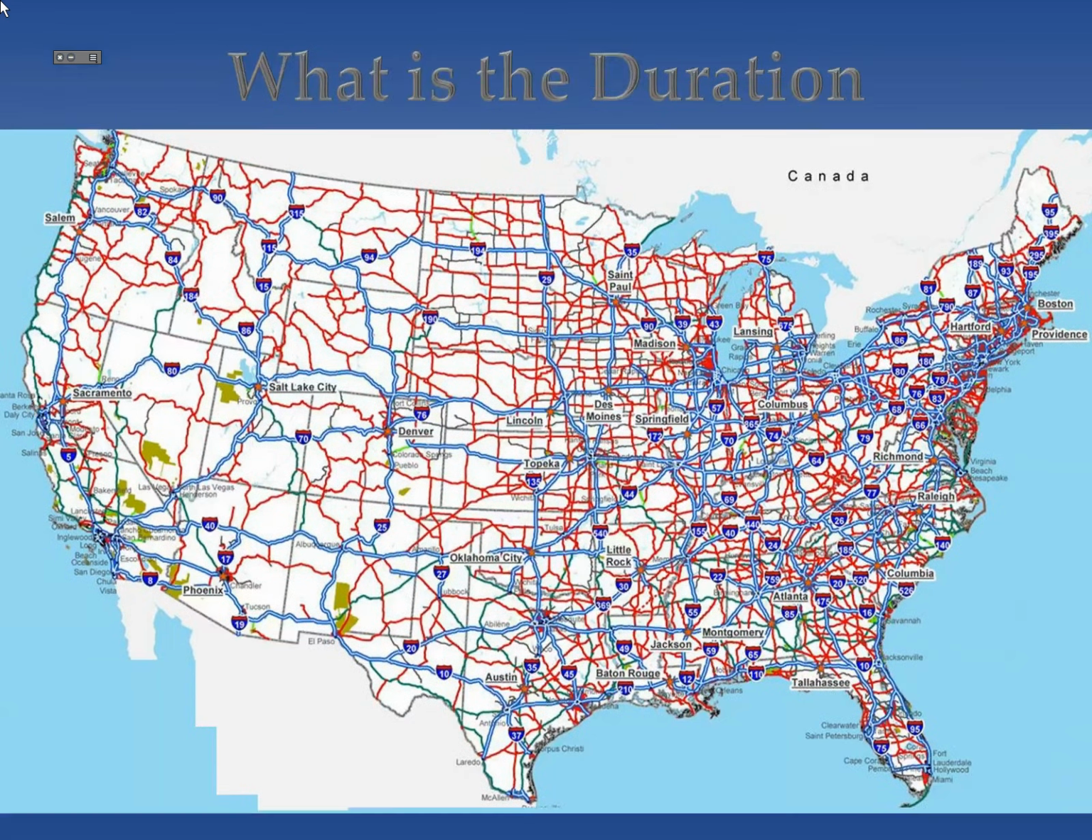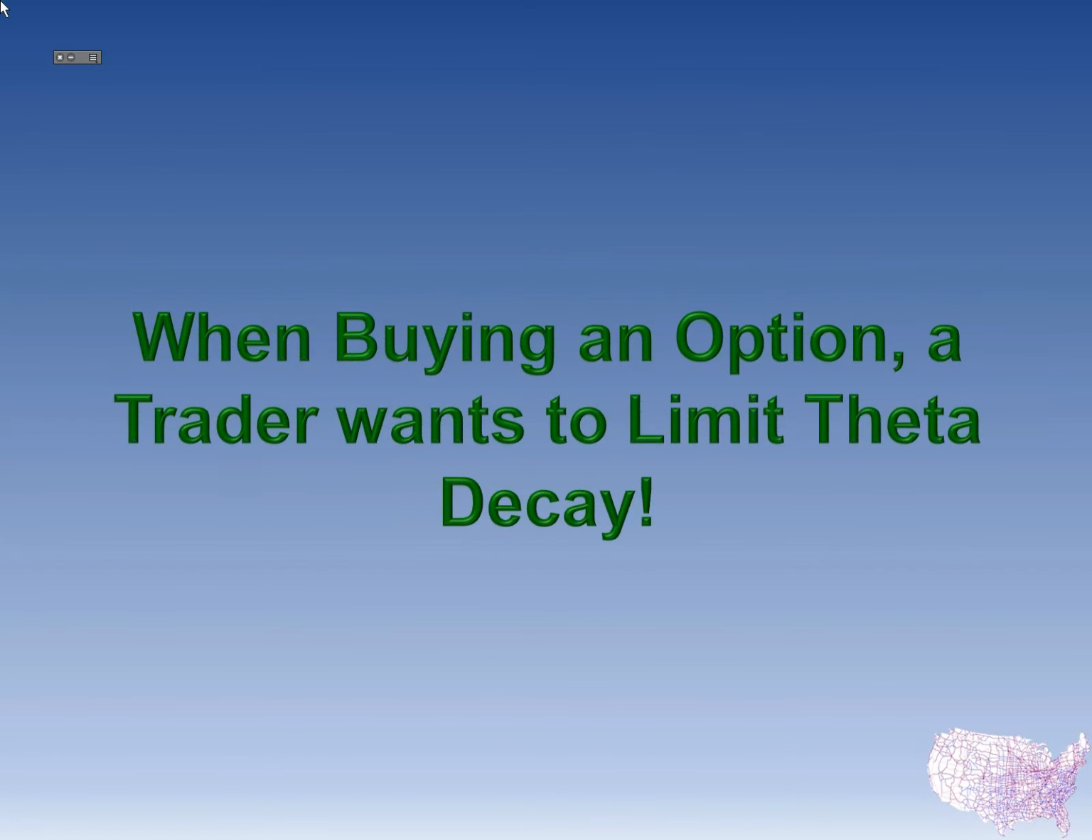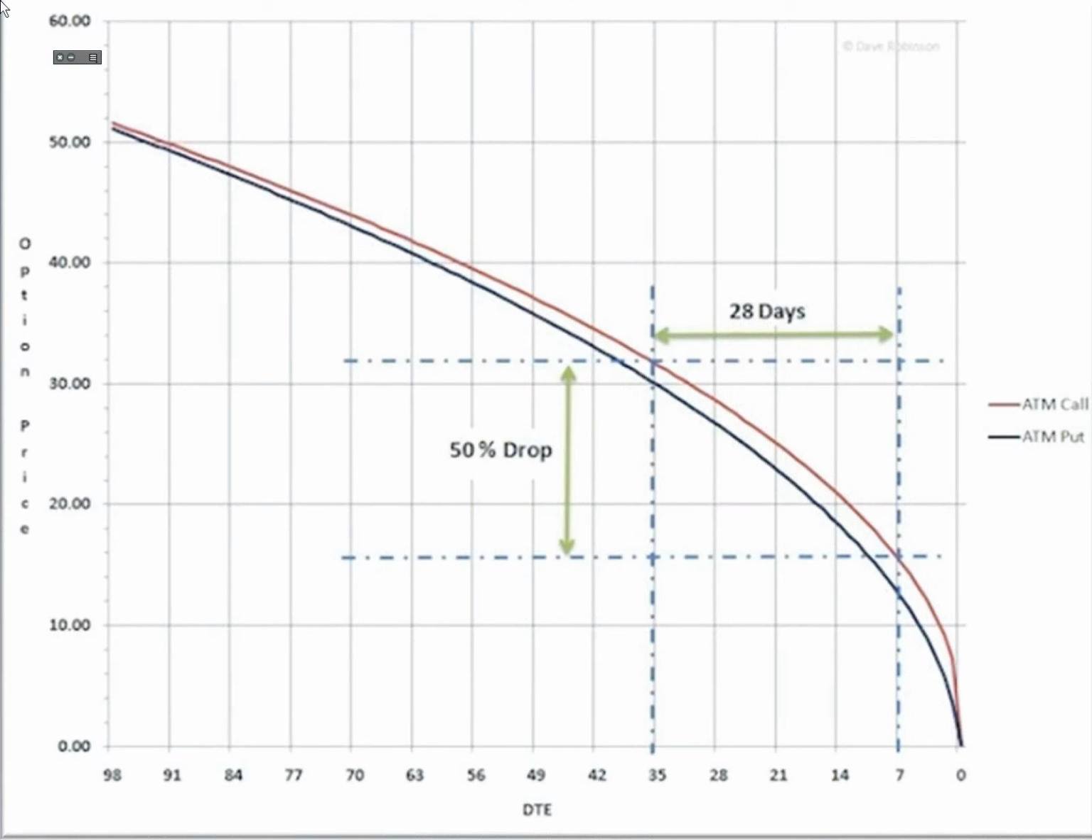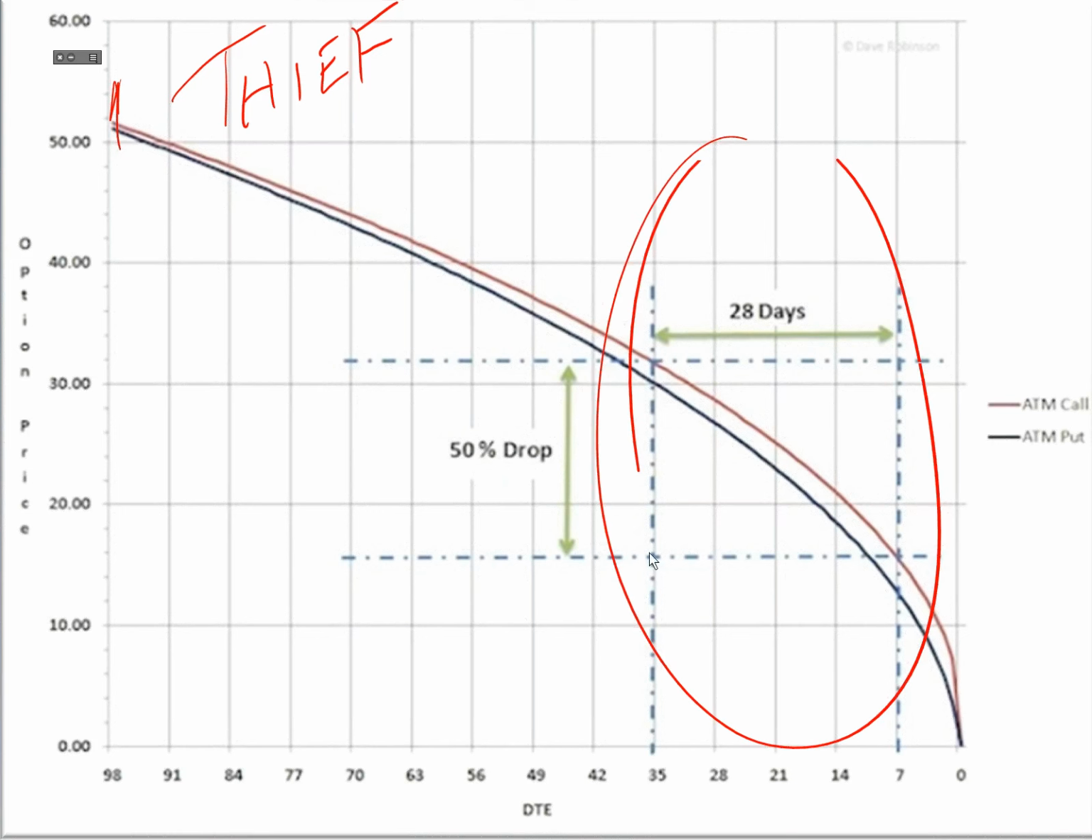So I'm going to be using the shorter duration because when you're buying an option, the trader wants to limit theta decay. And when you're selling premium, you want to exploit theta decay. I should have changed that to sell it, exploit theta decay. So we can see this is another example of what theta does. This is all about the thief, right? This is our thief. The thief isn't very aggressive out here, but inside of this area, that's where he gets aggressive. That's why you keep hearing me talk about 35 days to expiration.